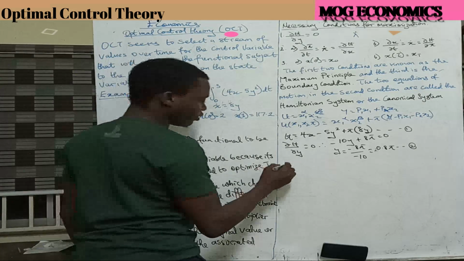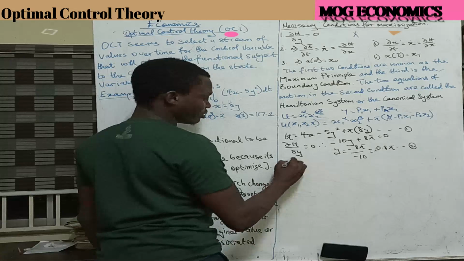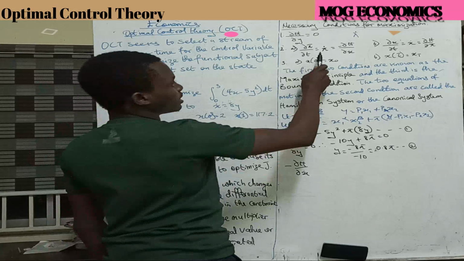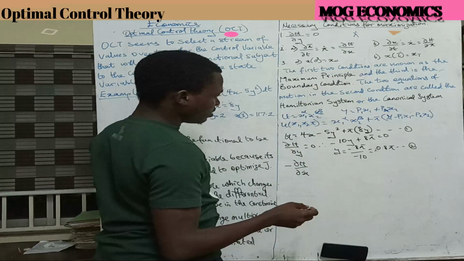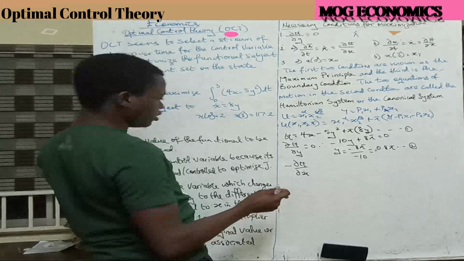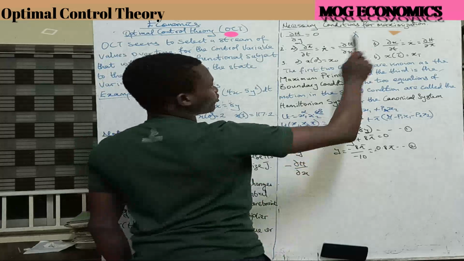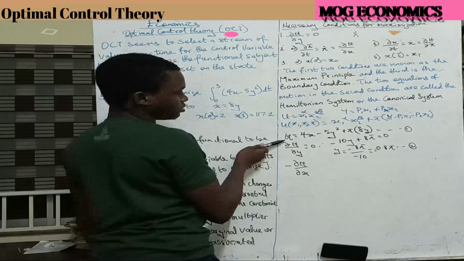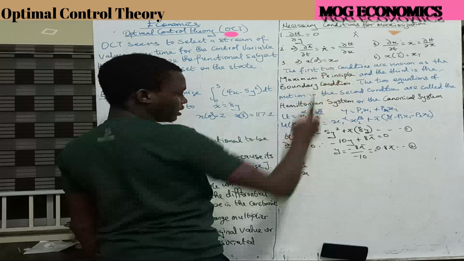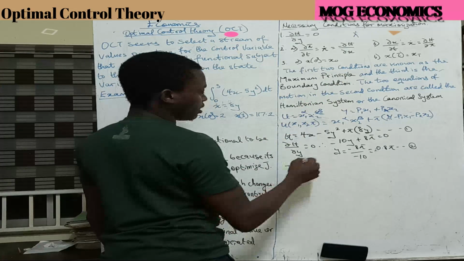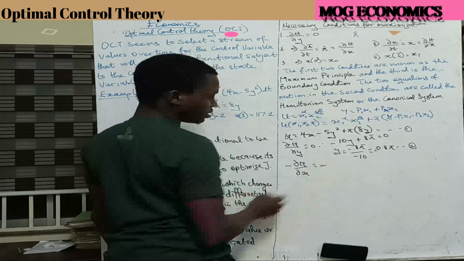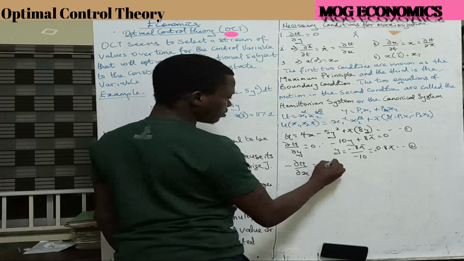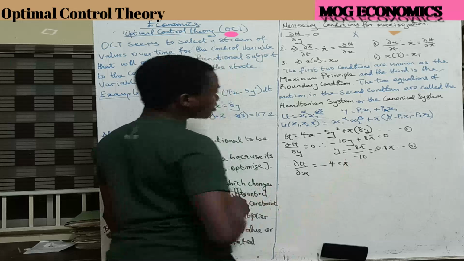Now remember, this is for lambda. There's going to be a minus in front: lambda dot equals minus dH/dx. So for it to get this, you could use this formula or this formula. Since the subject here is H, it's easier: minus dH/dx, minus is in front. So what's dH/dx? dH/dx is 4. So this is equal to lambda dot. Lambda dot is minus 4.